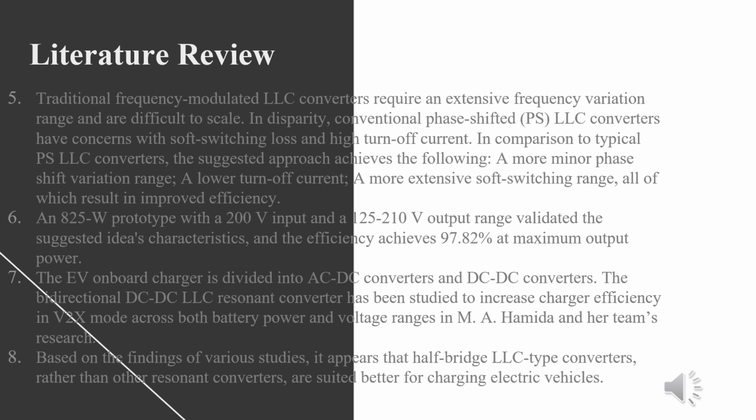The EV onboard charger is divided into AC-DC converters and DC-DC converters. The bidirectional DC-DC LLC resonant converter has been studied to increase charger efficiency in V2X mode across both battery power and voltage ranges in M.A. Hamida and her team's research. Based on the findings of various studies, it appears that half-bridge LLC type converters rather than other resonant converters are suited better for charging electric vehicles.